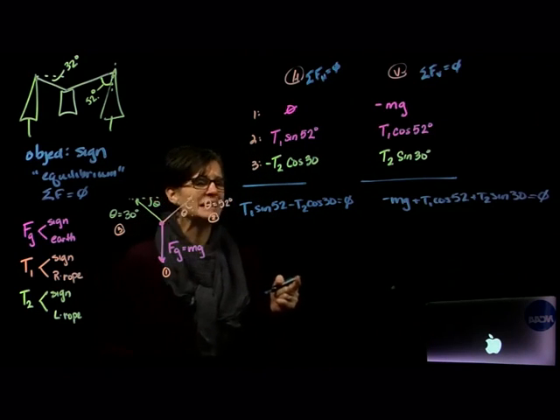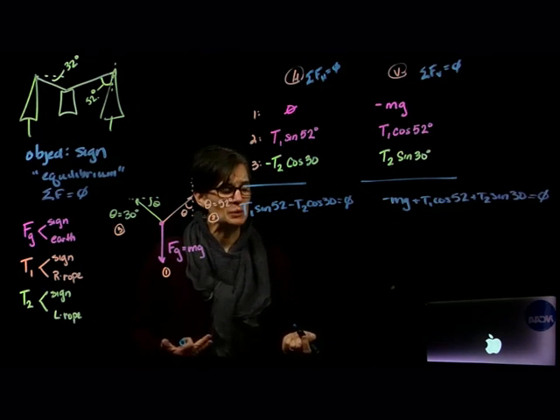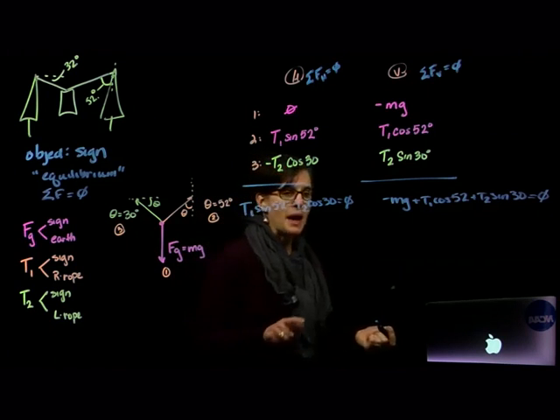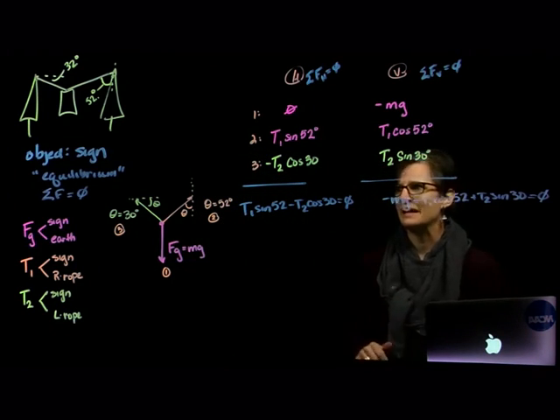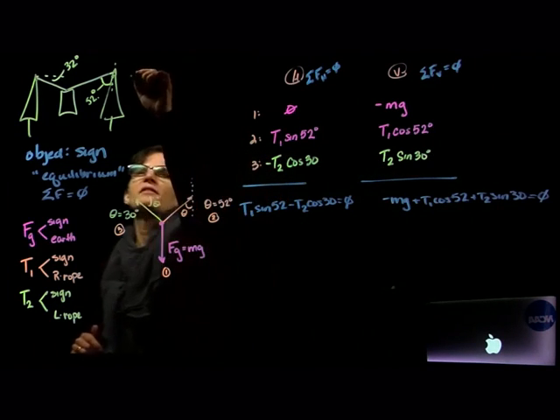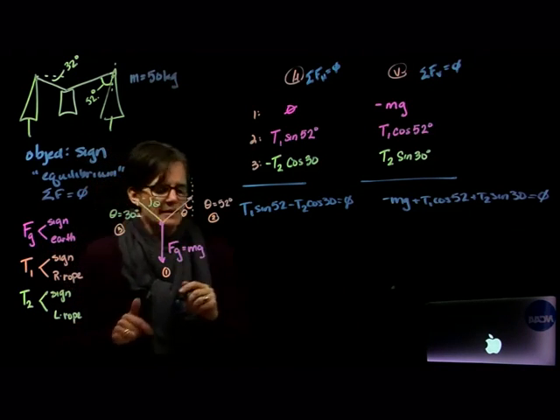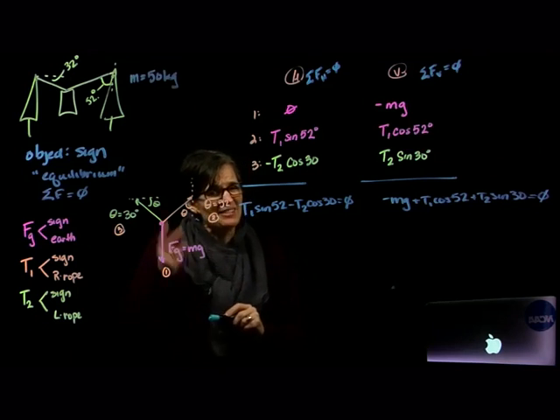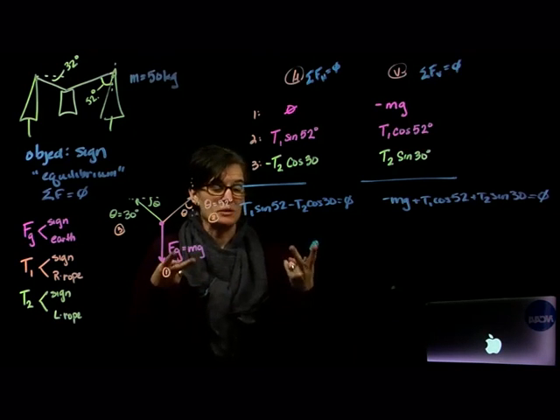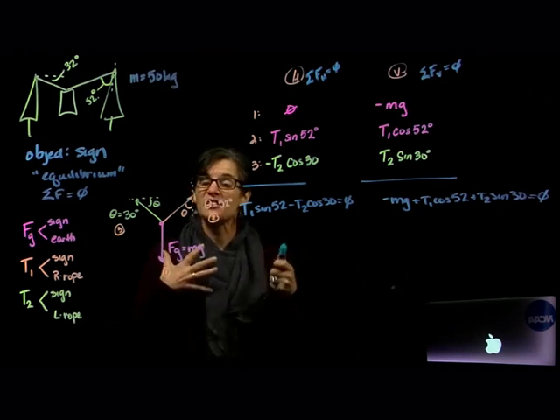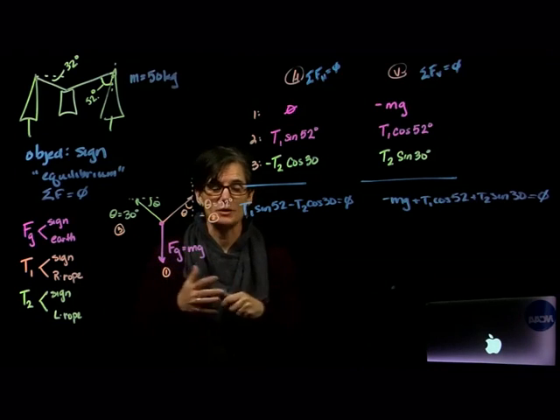All right, well, I don't know T1 or T2. I do know both m and g. I'm given the mass of the sign at 50 kilograms. Let's remind myself of that over here. We're given that in the problem. So I have two unknowns. I need two equations with those same two unknowns, and I have them. So I can solve it, but I have to solve it as a system of equations.